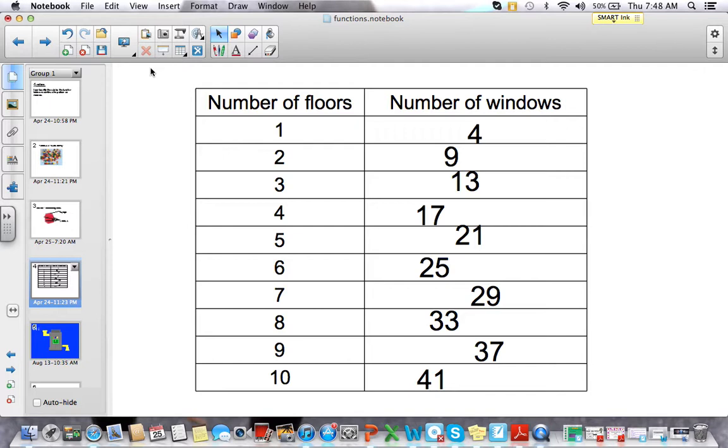So think about if we had to look at the 20th floor without continuing this whole pattern, how would we figure out the number of windows for the 20th floor? Write down your prediction in your notebook.